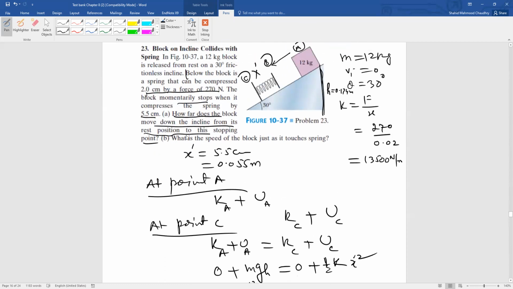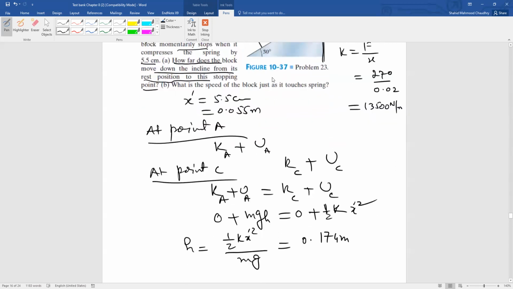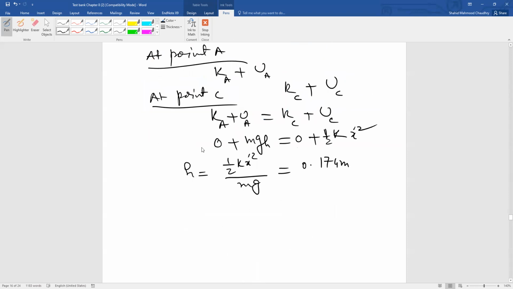Okay. Now, in the other question, he is asking how far does the block move down the incline from its rest position to the stopping point? So we have to find the distance from this point to this point. If I say that this distance is d, then this distance is x dash. So the total distance will be x dash plus d. This is our total distance. So to find this total distance, what do we have to do? I make this triangle.